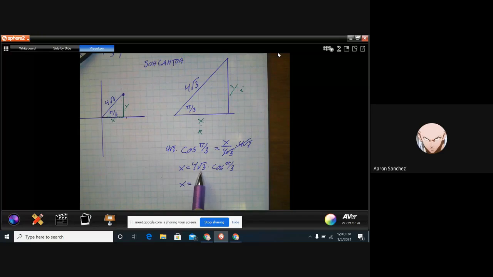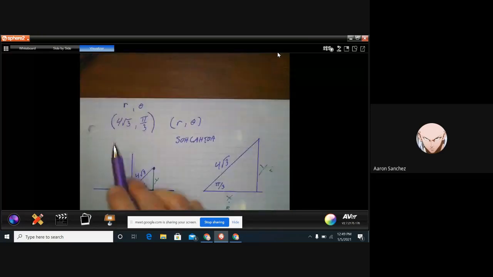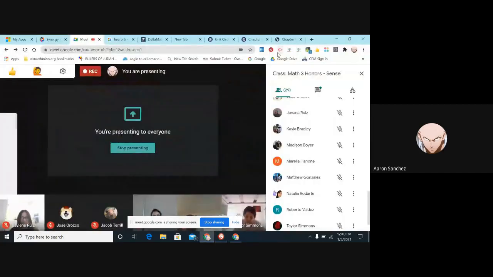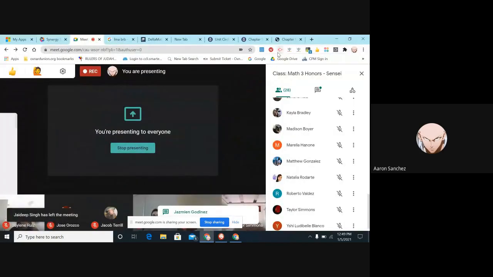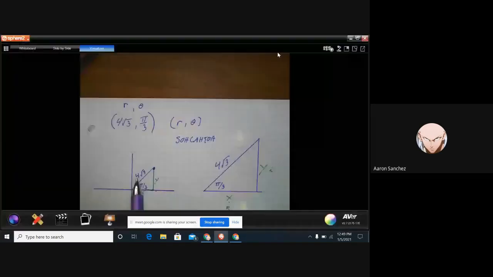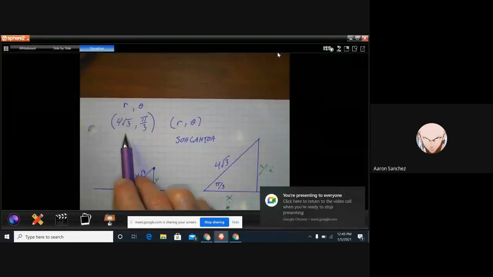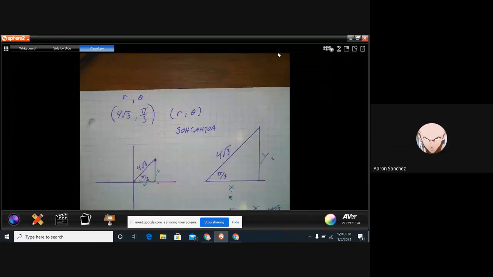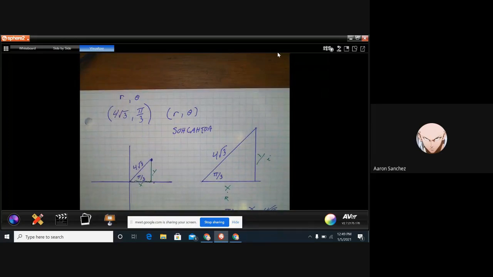4 root 3. What is that in our two numbers here? What is my 4 root 3? Let's go with Kayla. What is 4 root 3? It's your radius. Very good.